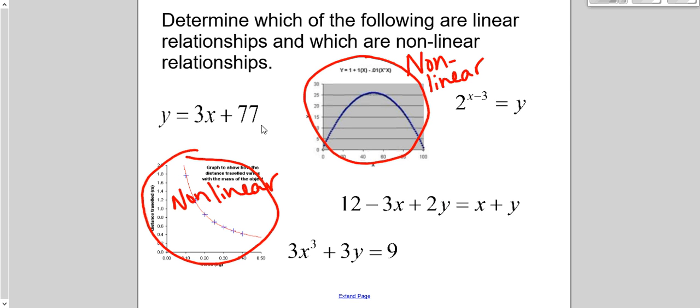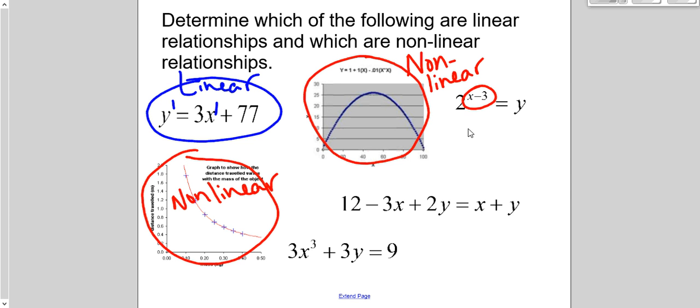We have y equals 3x plus 7. I can see my y doesn't have an exponent, so it would be a 1. And my x doesn't have an exponent, so it would be a 1. So this would be considered to be linear. Okay, how about over here? We have 2 to the x minus 3. Right away, we can see this x minus 3 is not an exponent of 1. That's an exponent of x minus 3, therefore non-linear.